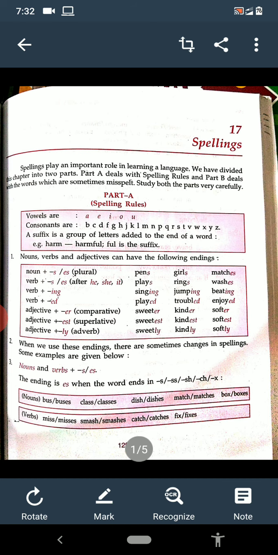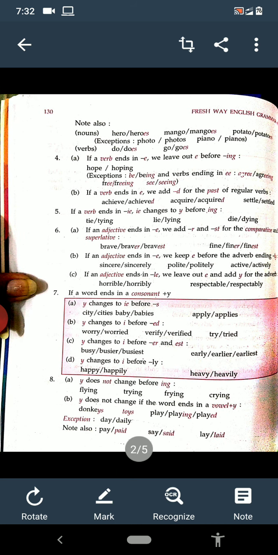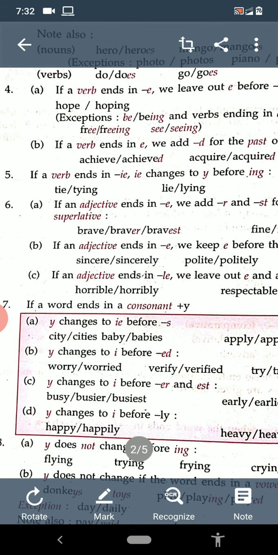Now you see the next. Come on the next page now. Note also nouns: hero, heroes, mango, mangoes, potato, potatoes, do, does, and go, goes.